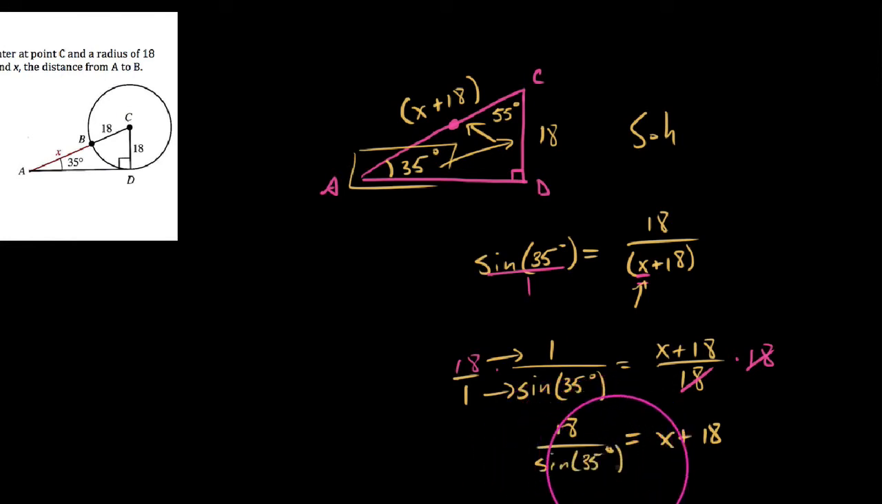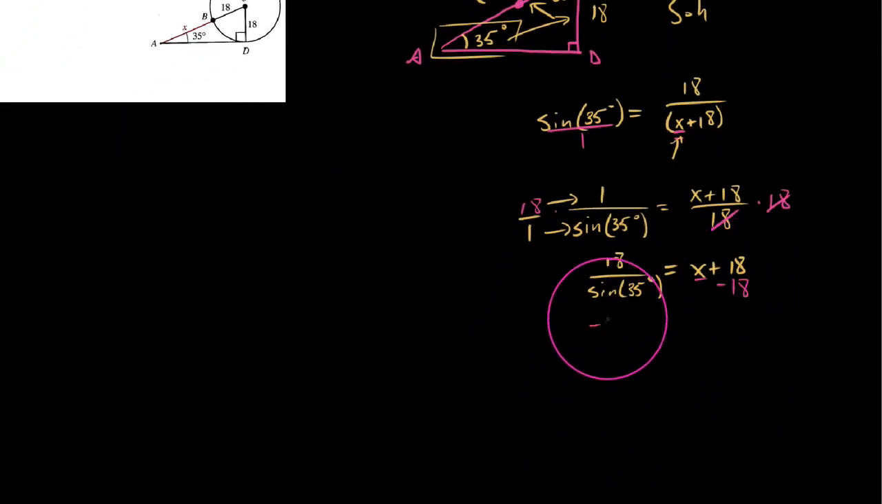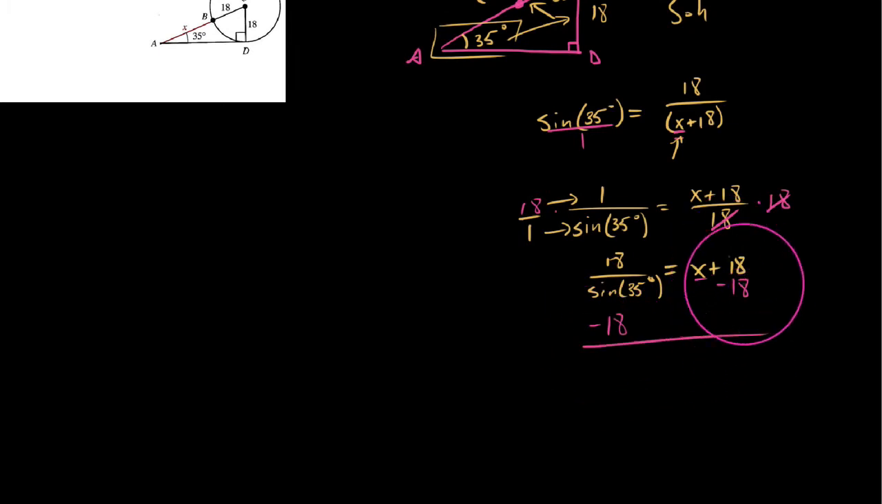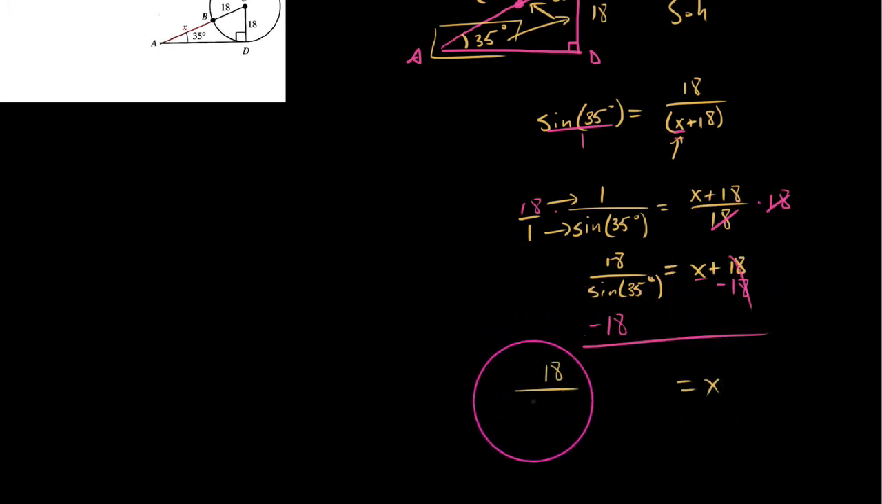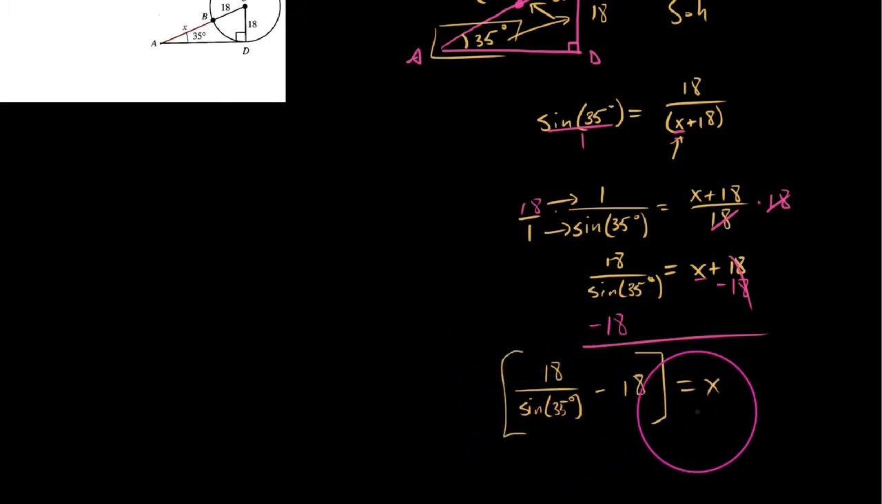So what we're going to do now is simplify this further. We need to get the x by itself, which means this 18 needs to be subtracted. So what we end up with is this here. We say x, I know this looks messy, but we have 18 over sine 35 degrees, minus 18. What we need to do now is just evaluate the left-hand side.